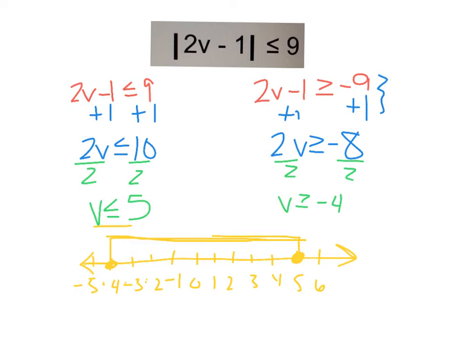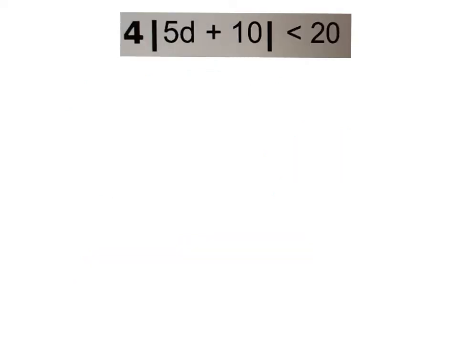Okay, our last example we're going to look at is one in which we do have to do step number 1, which is to get out. All right, so in this one, there is a number outside of the absolute value. There is no operation sign in between the number and the absolute value. When there's no operation symbol there that you can see, automatically it means it's being multiplied. So in this case, it's being multiplied by 4, so the first thing we have to do is divide by 4. That gives us the absolute value of 5d plus 10 is less than 5.